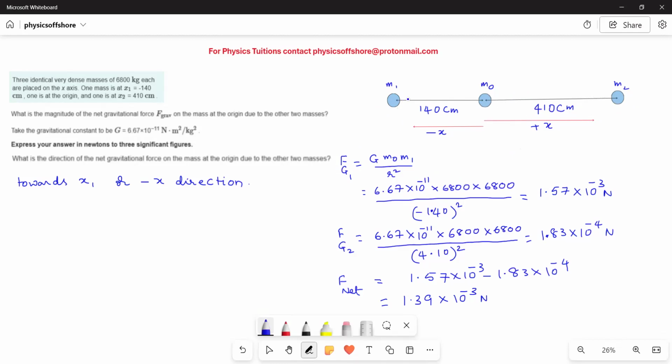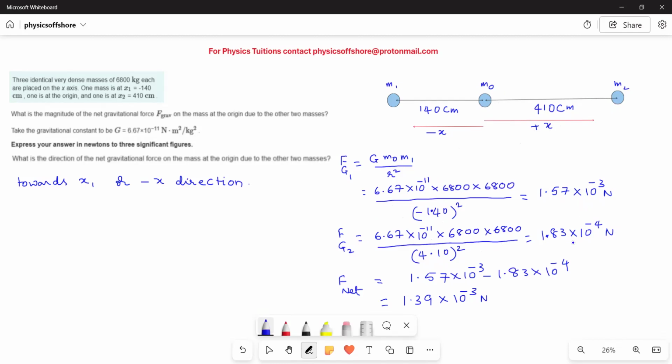Now FG1, that means the force of attraction between M1 and M0, is equal to G M0 M1 by R squared. Plug in the values, and you will get 1.57 times 10 to the power of negative 3 newtons. Next, FG2, the force of attraction between M0 and M2. Here also you plug in the values in G M0 M2 by R squared, where R is 4.1 meters. And you get 1.83 times 10 to the power of negative 4 newtons.